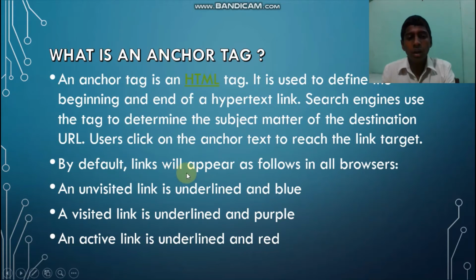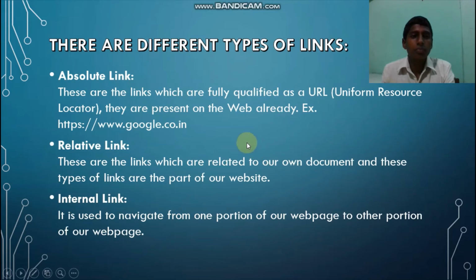By default, links appear as follows in all browsers. An unvisited link will be underlined and will be blue in color. A visited link is underlined and will be purple in color. An active link is underlined and in red color. There are different types of links.